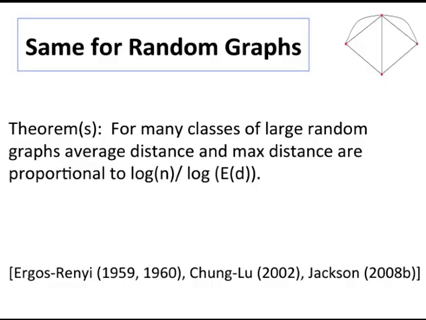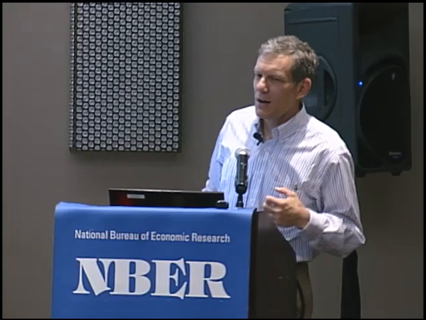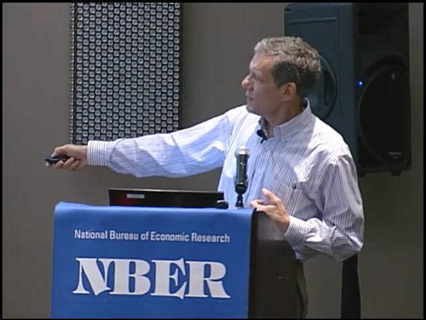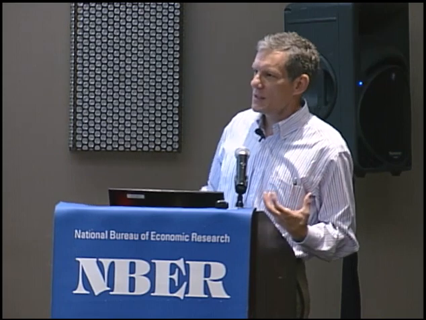Well, what you can show is that there's a whole series of theorems that for many classes of large random graphs, average distance and maximum distance are proportional to log n over the log of the expected degree. The first version of this appears in a famous paper by Erdős and Rényi in the 1950s, late 50s and early 60s. They had several papers.